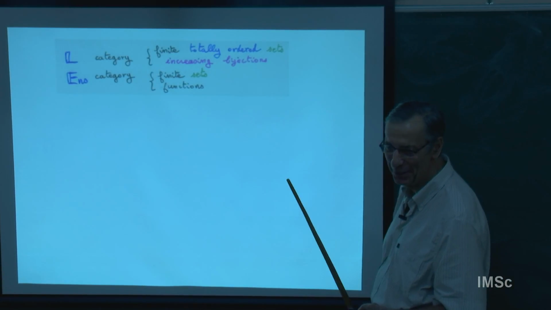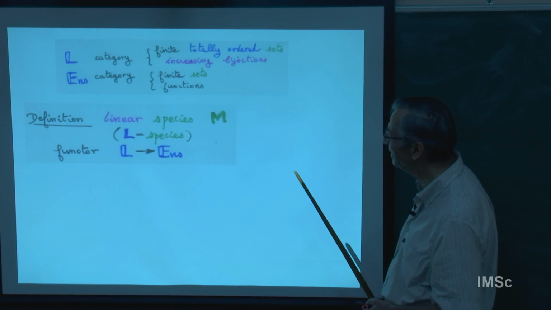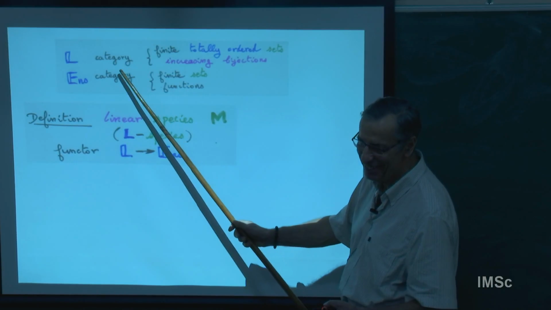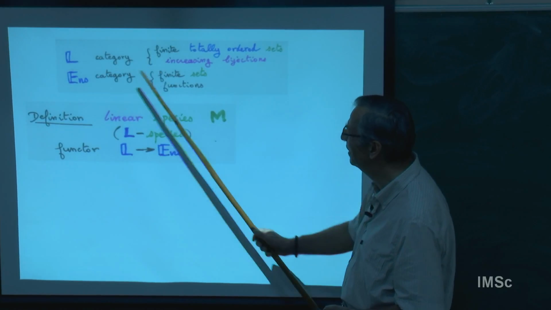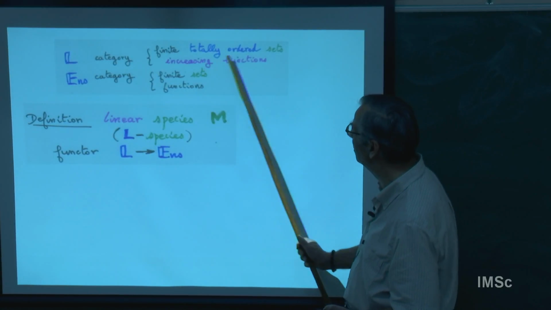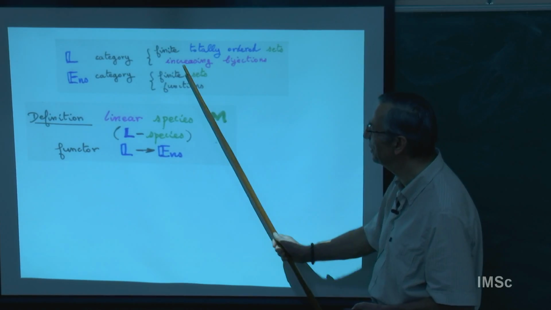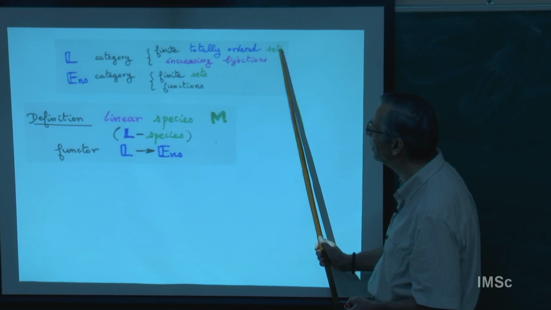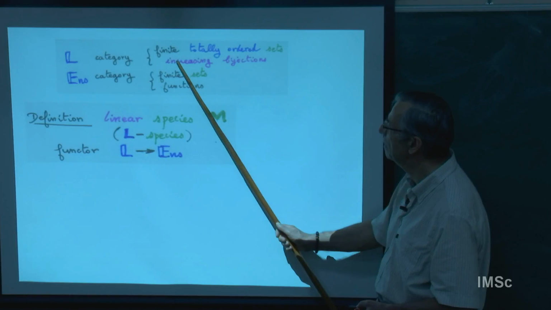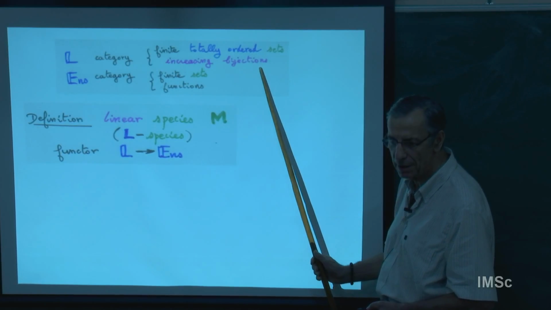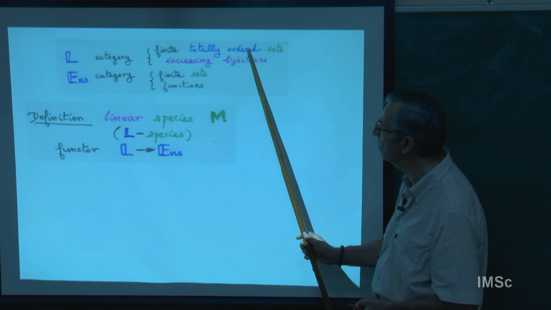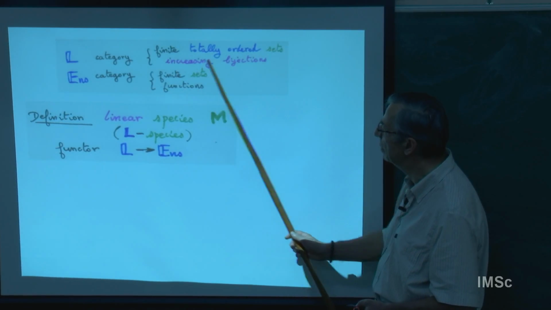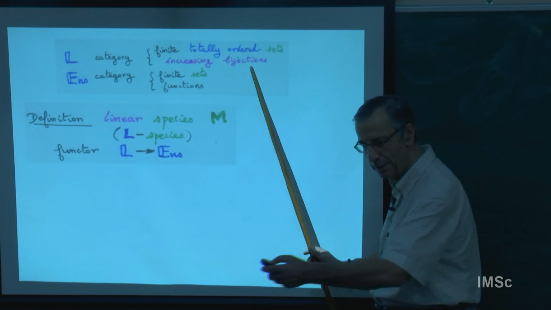If you like functors and abstraction, let's define it. So you have the category. Let's define the formal definition. The category of L is a category of total order sets. The objects are finite total order sets. The arrows are increasing bijections. The bijection must be increasing.